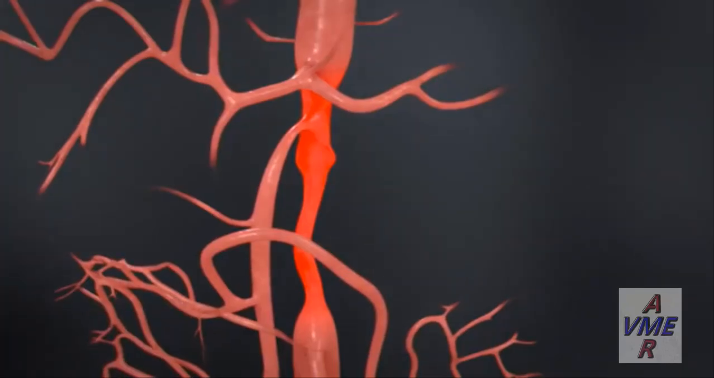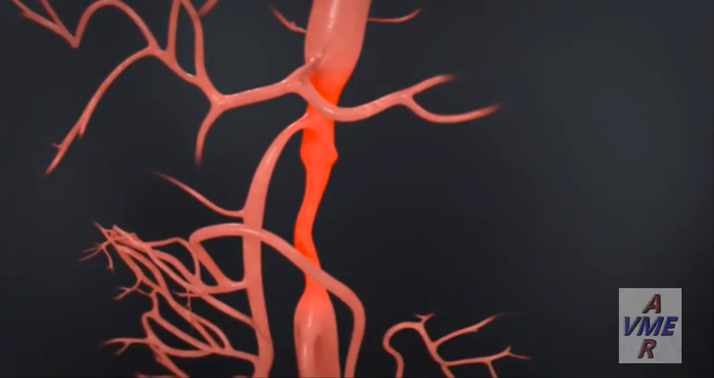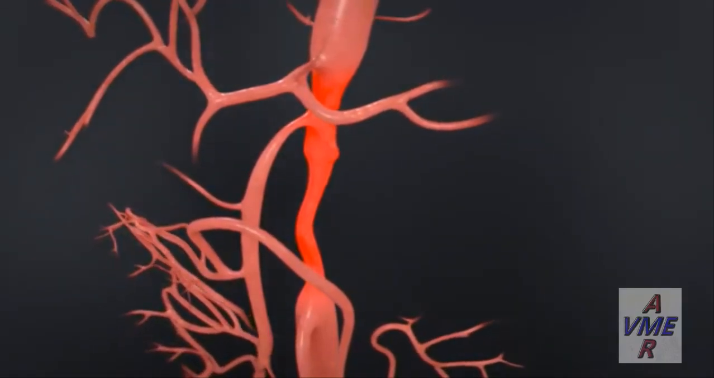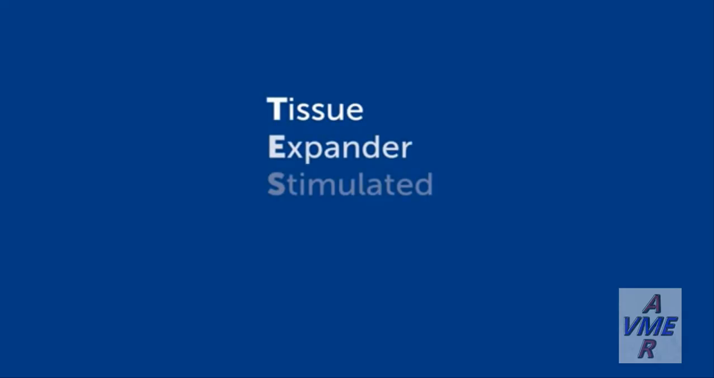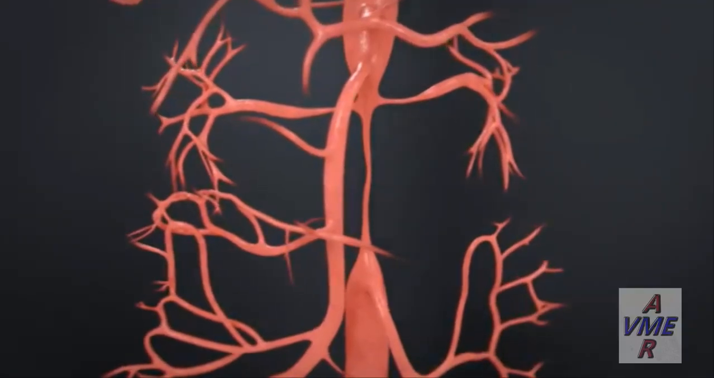The most effective approach for many children with mid-aortic syndrome is to replace the damaged portion of the aorta with healthy nearby blood vessels. However, this has been difficult in the past because the healthy vessels tend to be too short to adequately fill in for the vessels they are replacing. Surgeons at Boston Children's Hospital have created a method to lengthen the healthy portion of the aorta to make it long enough to replace the narrowed part. This is called tissue expander stimulated lengthening of arteries, or TESLA, and works best for cases where a short segment of the aorta is narrow.